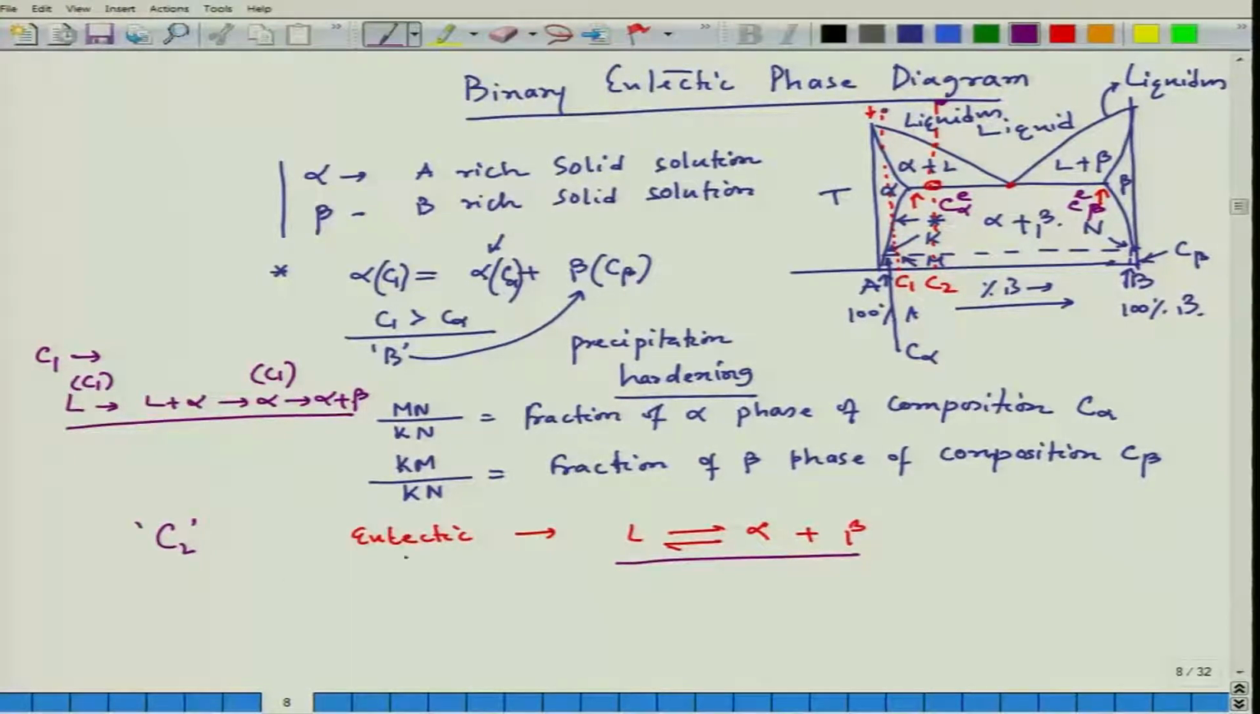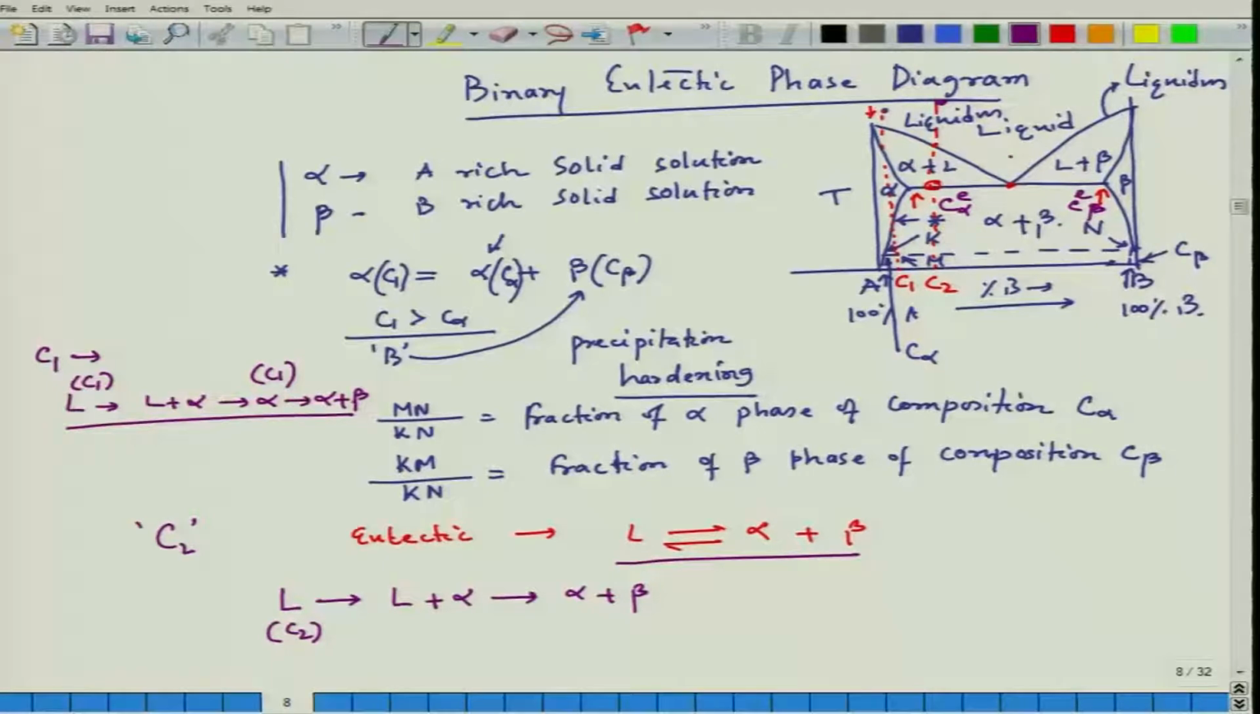But if I try to see in the case of this particular line, I see that initially it is liquid, then it is converting into liquid plus alpha, then it is converting into alpha plus beta, and only here would it have composition C2, but the liquid, alpha and beta would have different compositions as we keep going down. But the sequence of phase appearance would be like this.